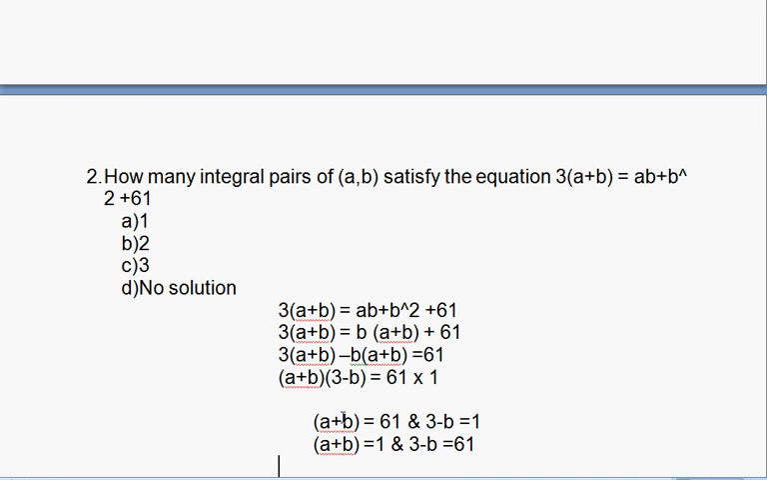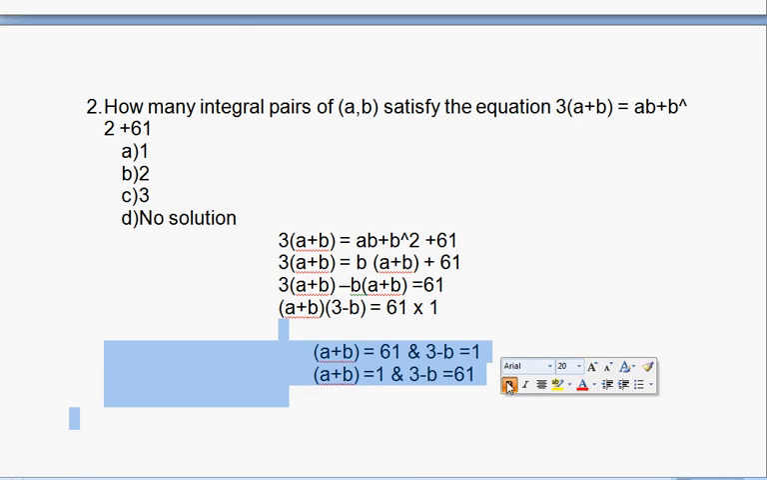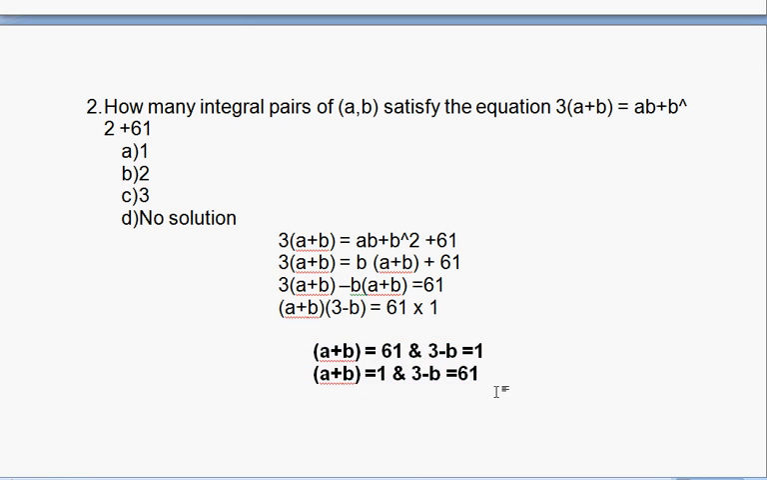So only these two cases are possible, right? Because we cannot write 61 as any other factors, so only these two cases are possible. And from these two cases we would get only two solutions. Only two values of a and b would be possible. So answer would be B.